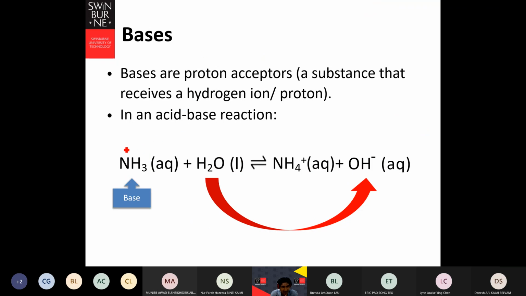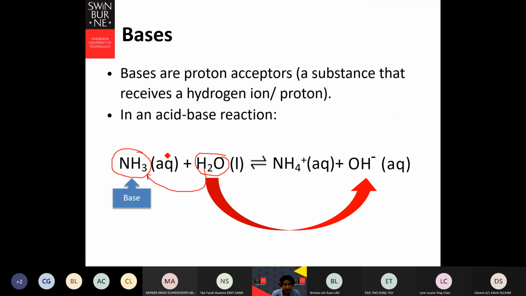For a base as well, ammonia is a base because it does not donate hydrogen, rather it accepts a proton, right? It accepts a proton, so it is a base. And in this case, you see, water is so mysterious. To some, it acts as a base, to some, it acts as an acid. In this case, it is acting as an acid because it is donating one hydrogen.